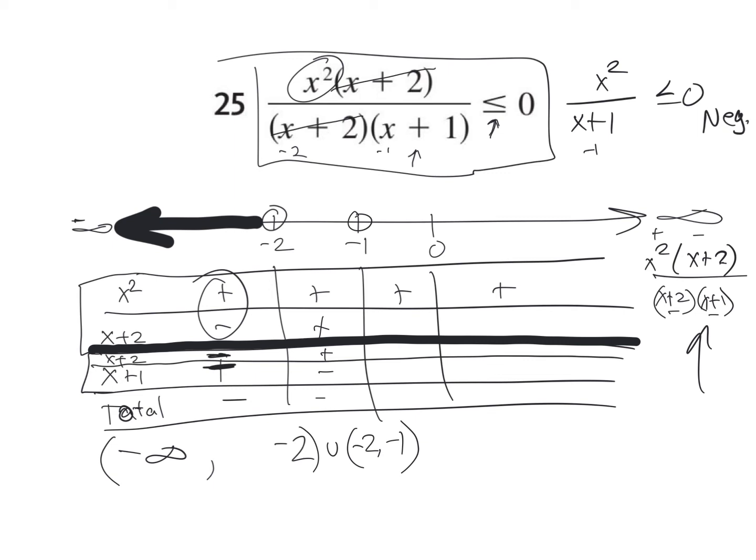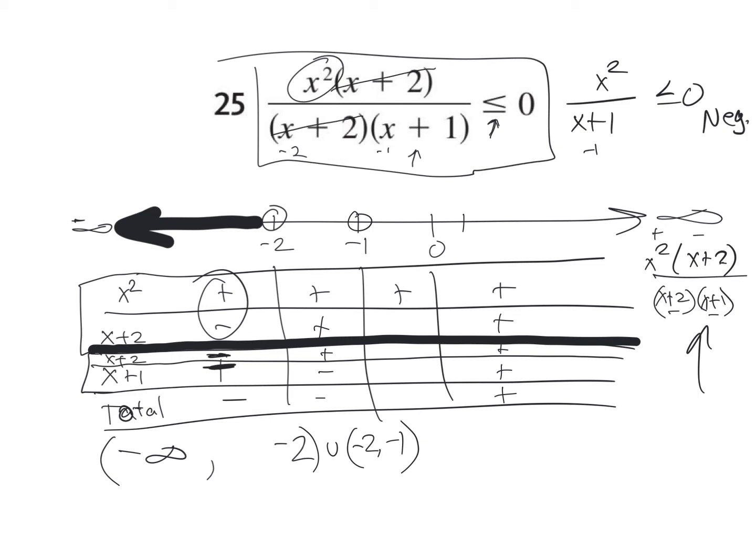Now let's check what happens past 1. How about positive 1? Positive 1 squared is positive. 1 plus 2 is positive. 1 plus 2 is positive on the bottom. 1 plus 1 is positive. All of that is positive. I skipped one, sorry. We're looking for negative, so from 0 to positive infinity, that's not going to work.